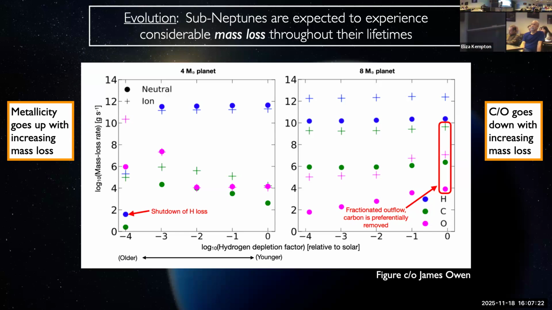Also, the second really interesting result of these calculations is that they're showing that carbon is being lost at a much higher rate than oxygen. The reason for this, there's not a strong mass differential between carbon and oxygen, but carbon is much more readily ionized, and then it gets more readily entrained in that outflow. So you lose carbon faster than you lose oxygen, and therefore you end up with a carbon to oxygen ratio in the atmosphere that goes down over time as mass loss proceeds. So these have observational consequences, right? We can observe spectroscopic features of carbon and oxygen bearing species.